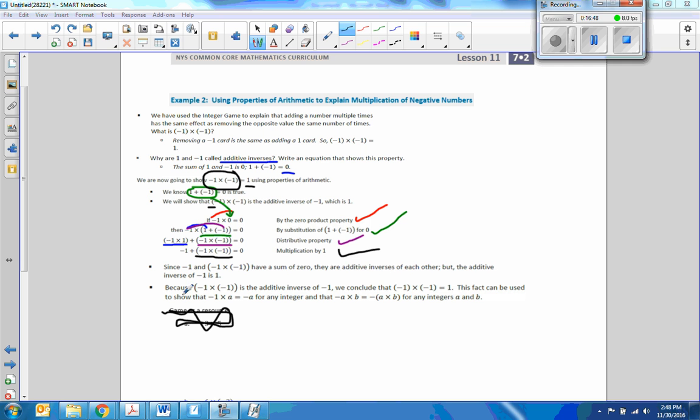This fact can be used to show that -1 times a, being any number, equals the negative of that number for any integer. And that -a times b is equal to the quantity a times b for integers a and b. So this is just an intro now into algebra and how we're going to start using the properties of algebra to solve equations.